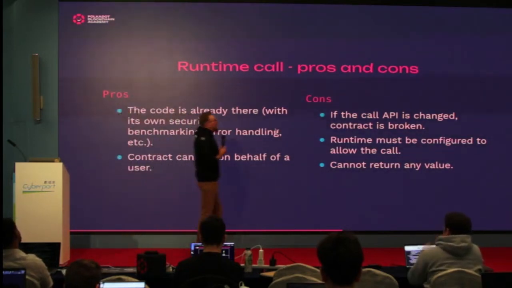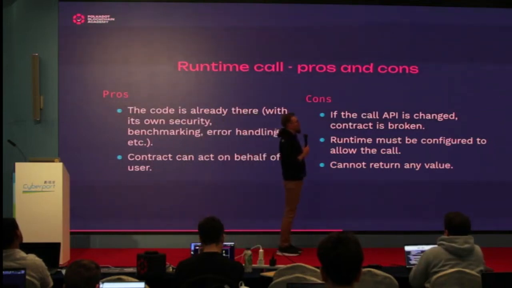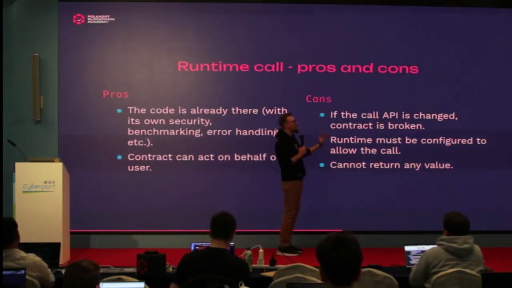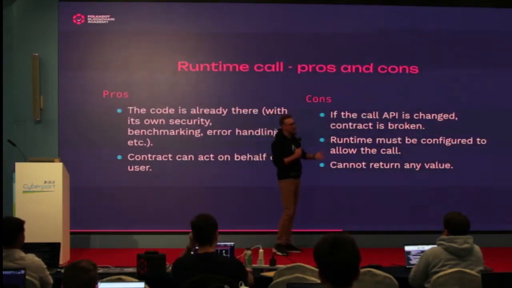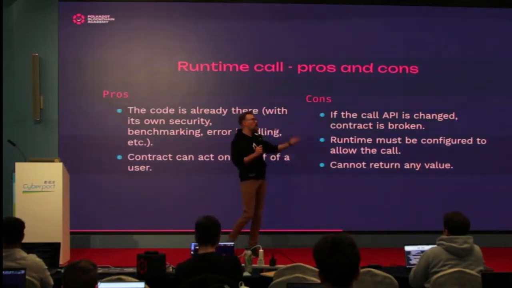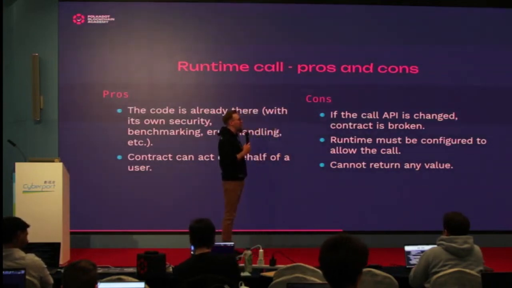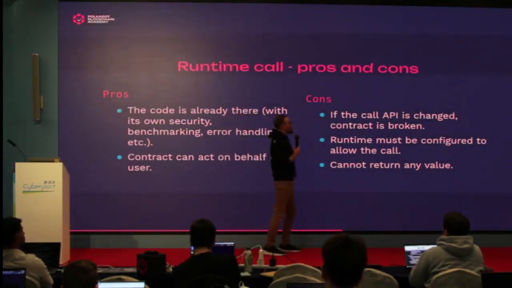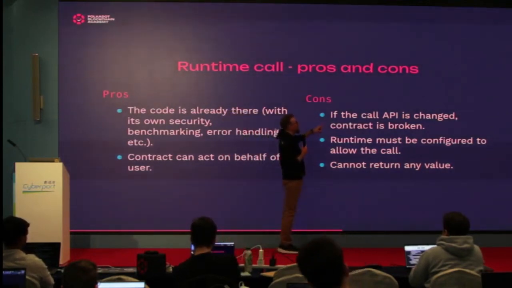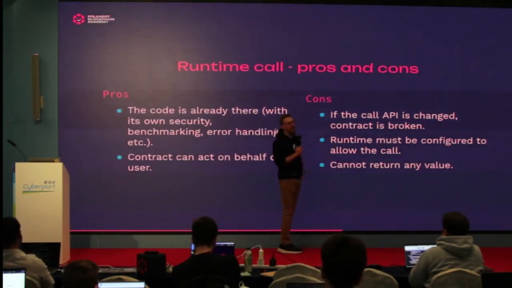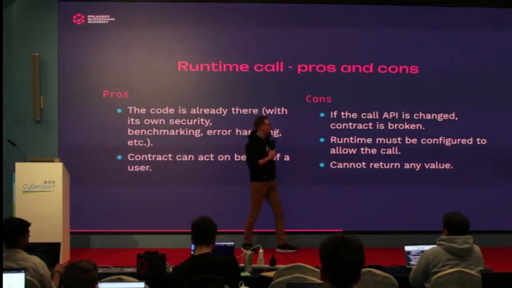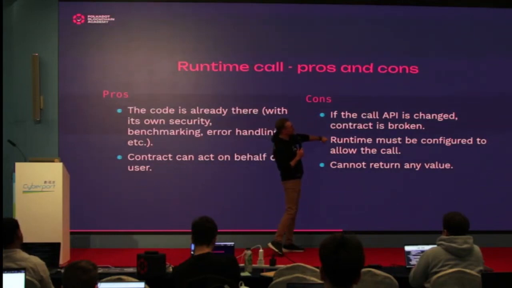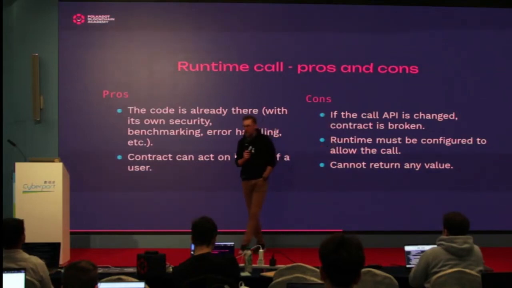The problem is that if the API of the blockchain is changed because some indices changed or extrinsic parameters were reordered, then the contract is broken because it will try to use the old API, and things might go very, very bad. So it is very important that if your contract performs a runtime call, it has to be upgradable so that you can catch up with the call API changes. And the important note is that runtime calls must be whitelisted by the chain maintainers.